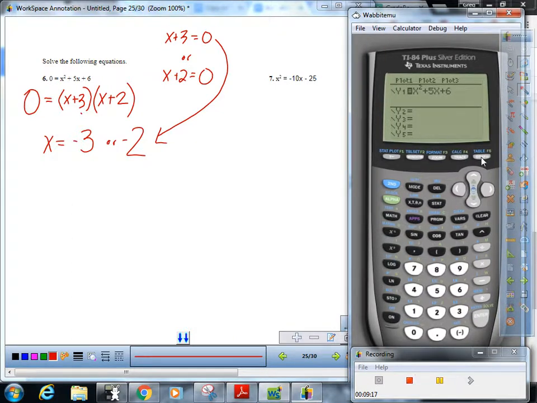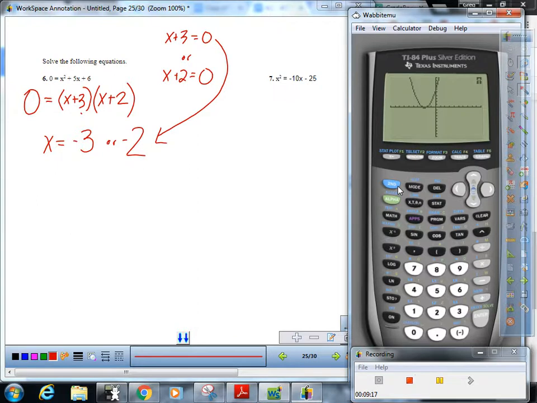Graph it. Notice it looks, oh, that's pretty close. Maybe we want to go to our table. There we go. That's one way to find our answer. You see where they're at there? X equals -3 when y equals 0. X equals -2 when y equals 0.